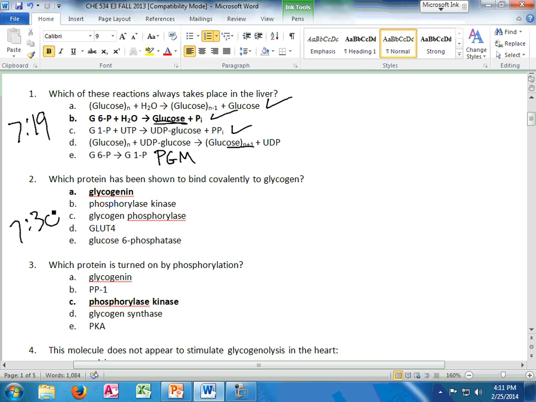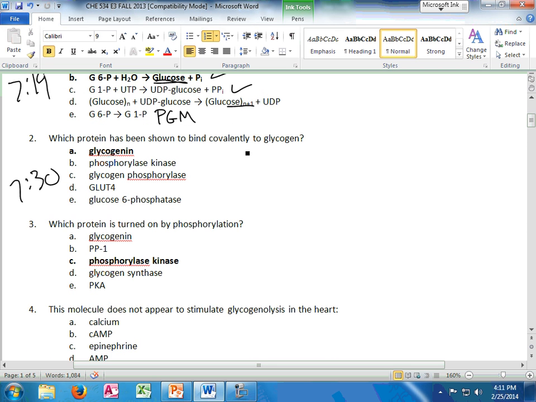On slide 30, glycogenin is the only one that's going to bind covalently to glycogen. The other ones are more enzymes, so not doing much binding. That's a strange wording of the question. But glycogenin is your primer for glycogen, so that's the only binding. I'm not sure it does bind covalently. I'm not sure if that's a necessary word.